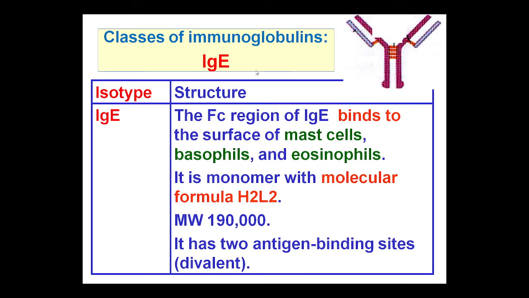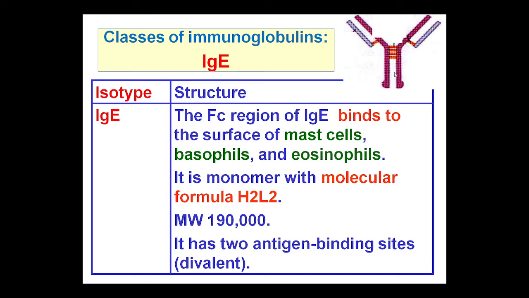And the last one. This is immunoglobulin IgE. Here you see a monomeric molecule of the IgE. IgE structure. This is a monomeric molecule with a formula two heavy, two light chains. Molecular weight about 190 kilodalton.